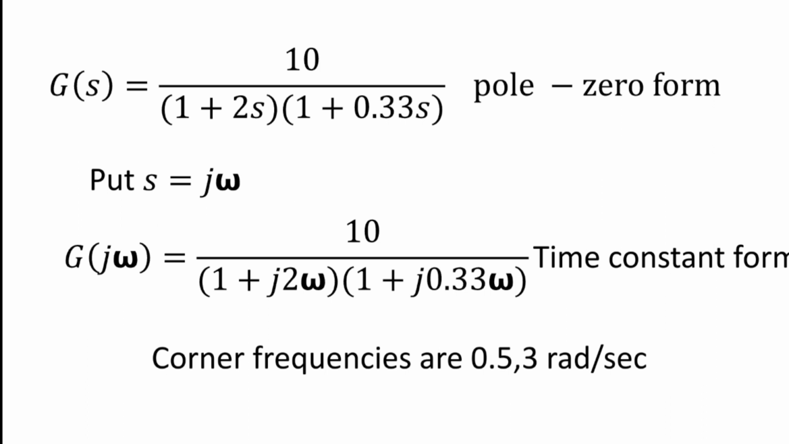By substituting s equal to j omega, we are going to convert the pole zero form into time constant form. G of j omega is equal to 10 over 1 plus j2 omega multiplied by 1 plus j0.33 omega. The corner frequencies are 0.5, 3 radian per second.